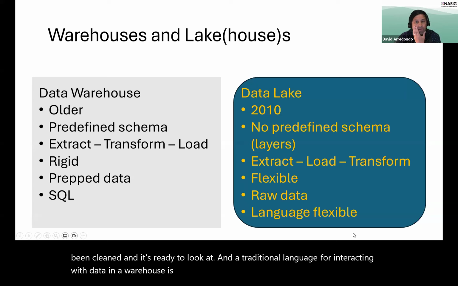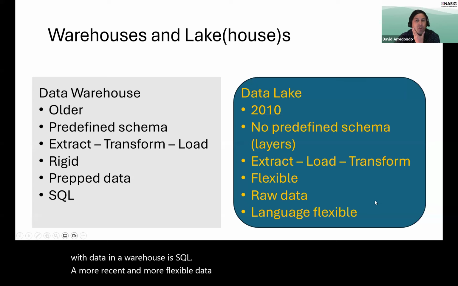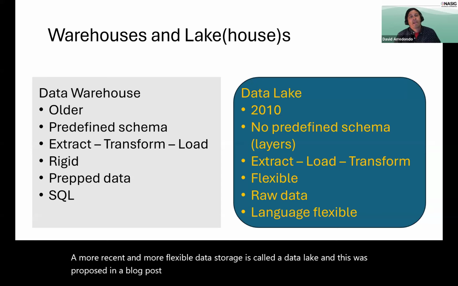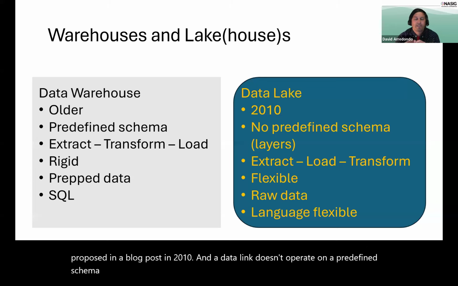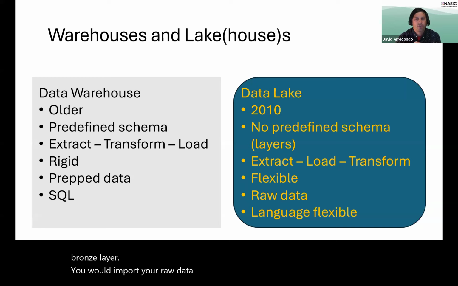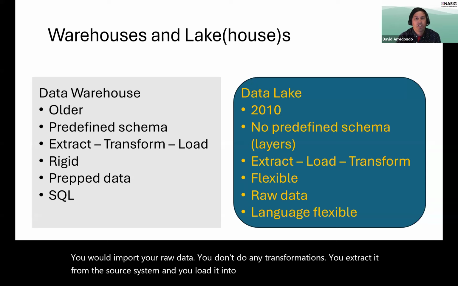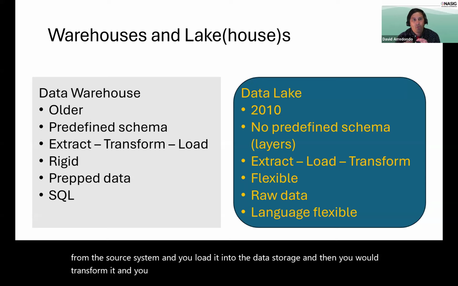A more recent and more flexible data storage is called a data lake, and this was proposed in a blog post in 2010. A data lake doesn't operate on a predefined schema, but rather it's by layers. At the bottom layer of your data lake, a bronze layer, you would import your raw data. You don't do any transformations. You extract it from the source system and load it into the data storage, and then you would transform it as you move it to a silver layer of the data lake.